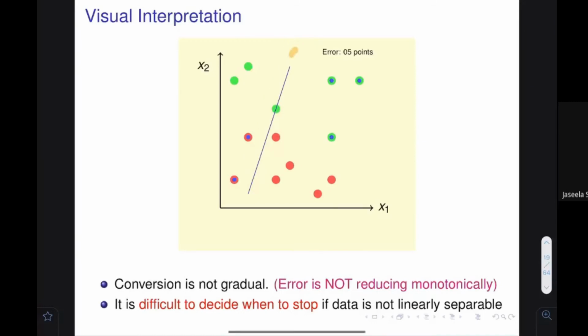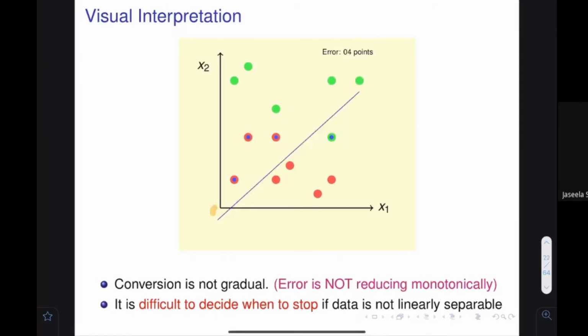Okay, this would be the line. Here, 1, 2, how many errors? 1, 2, 3, 4, 5 errors. I would again modify 1, 2, 3, 4. I would again modify 1, 2, 3, 4, 5.